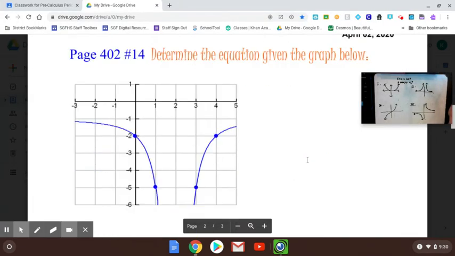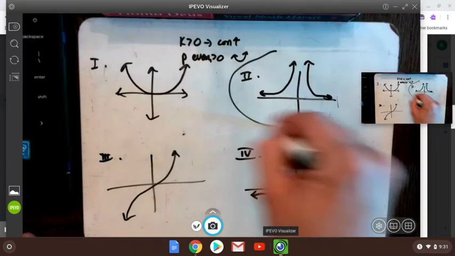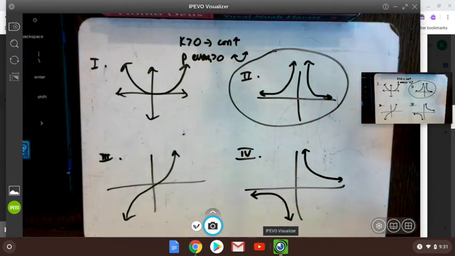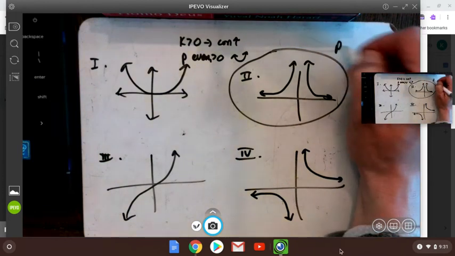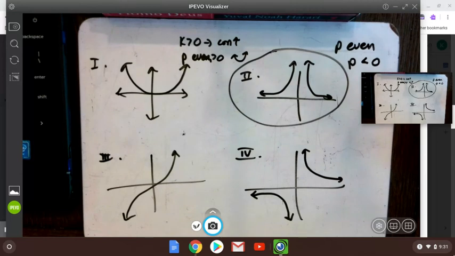All righty, let's see if we can get it. All right, here's a problem. So we got this graph given to us. Determine the equation given the graph below. We got a bunch of ordered pairs, and we have this sort of downward abyss-looking thing. So what does that tell me? It tells me that I am in this scenario right here. All right, so I'm talking about a graph where p is even and p is negative. Okay, so p is even and p is negative.